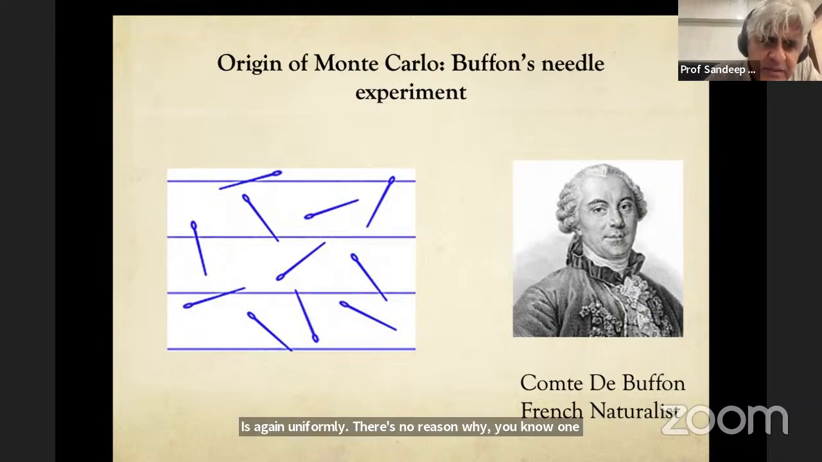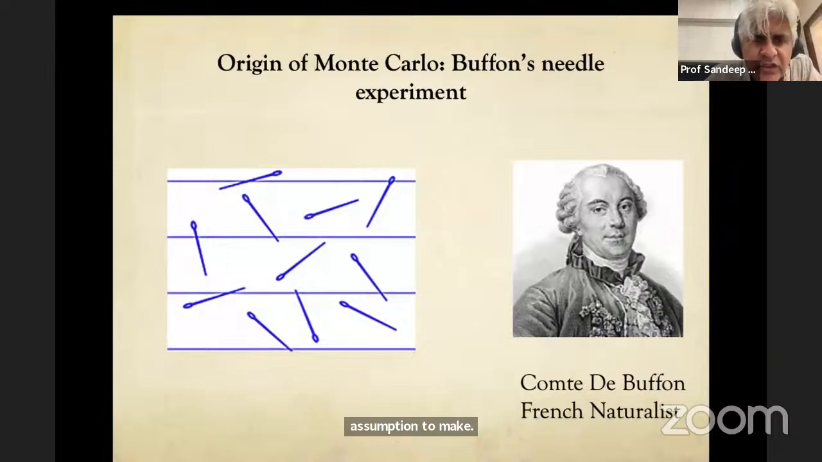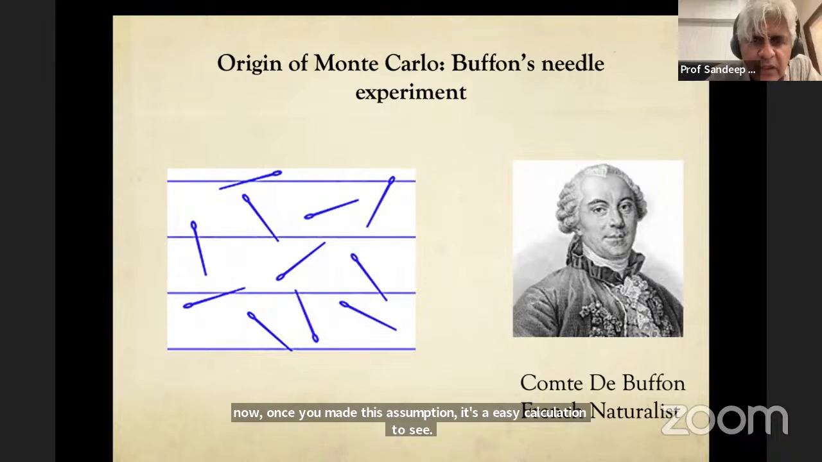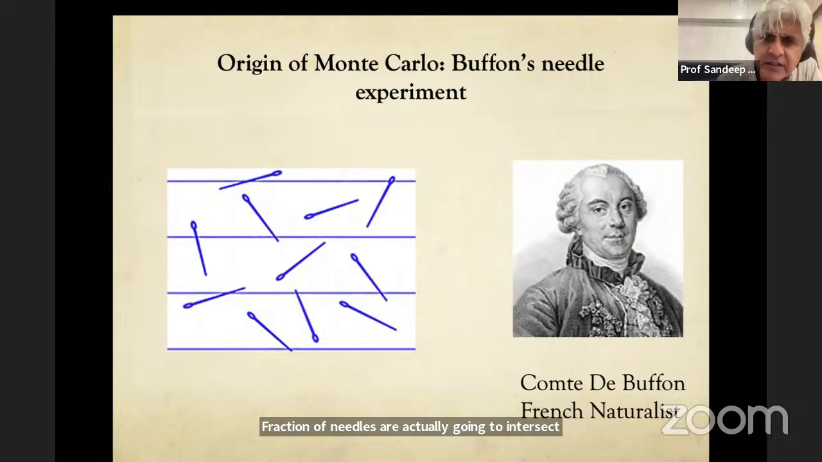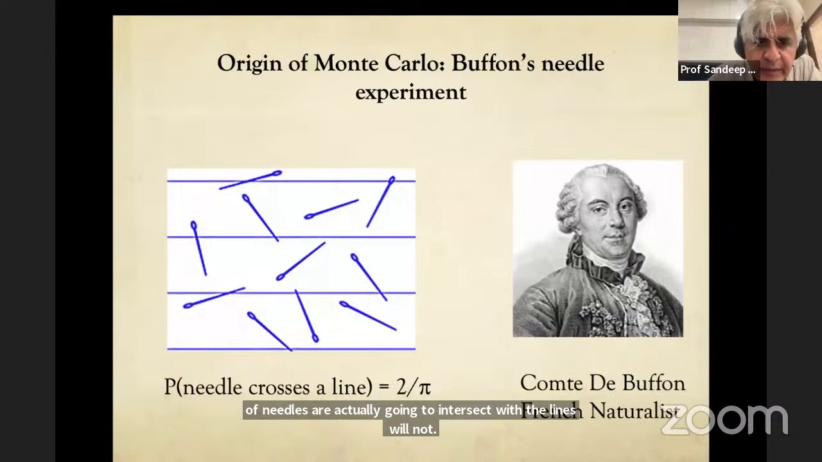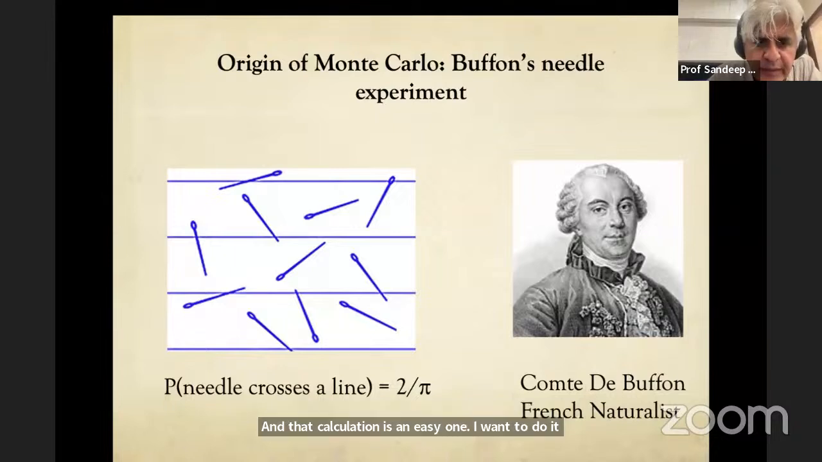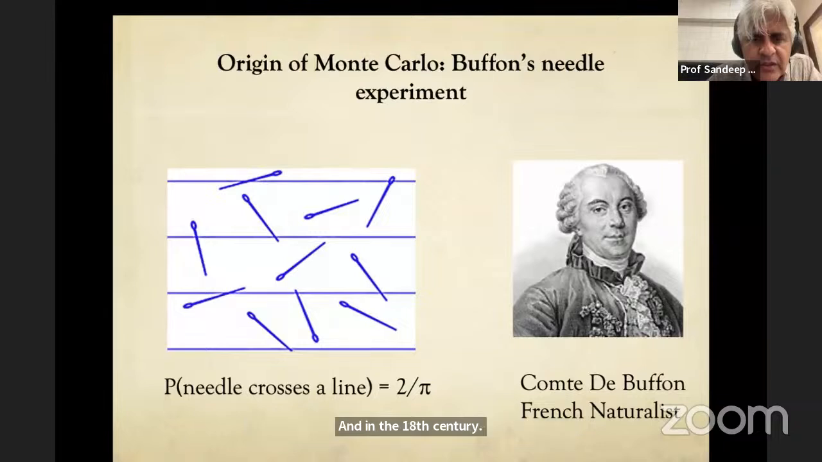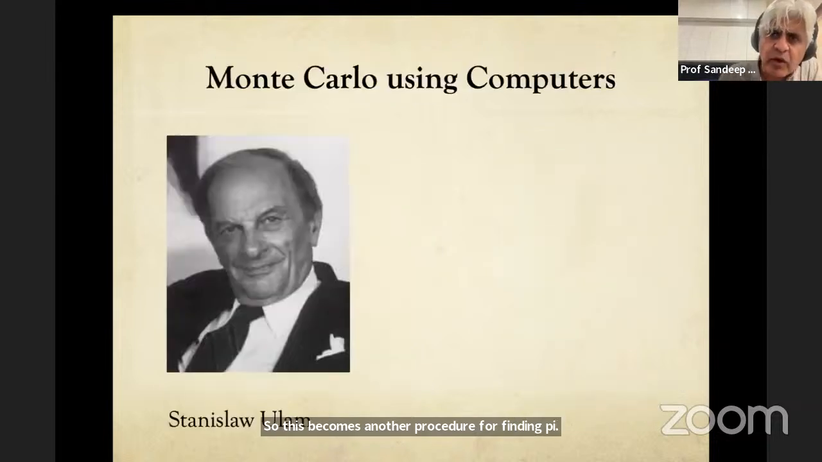So now once you made this assumption, it's an easy calculation to see what fraction of needles are actually going to intersect with the lines, what fraction will not. And that calculation is an easy one. I won't do it for you. Done in the 18th century. So this has a pretty old history. So this is using computers to generate randomness, but physically generating randomness. So this becomes another procedure for finding pi. So this is the history of Monte Carlo methods.